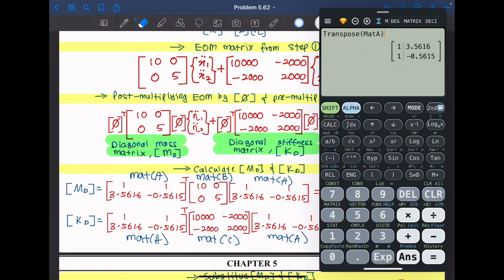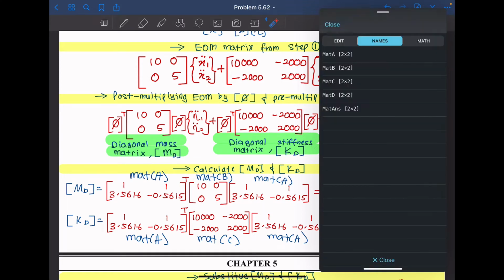As you can see, what is transpose actually? Transpose rearranges your columns and rows. This is your original matrix, the modal matrix. The transpose of this matrix is the one that you see inside the calculator, which is 1, 3.5616, and then 1 at the bottom left, and then negative 0.5615. They rearrange it in that way. That is basically transpose. And then you multiply with matrix B, which you already keyed in just now, your mass matrix.